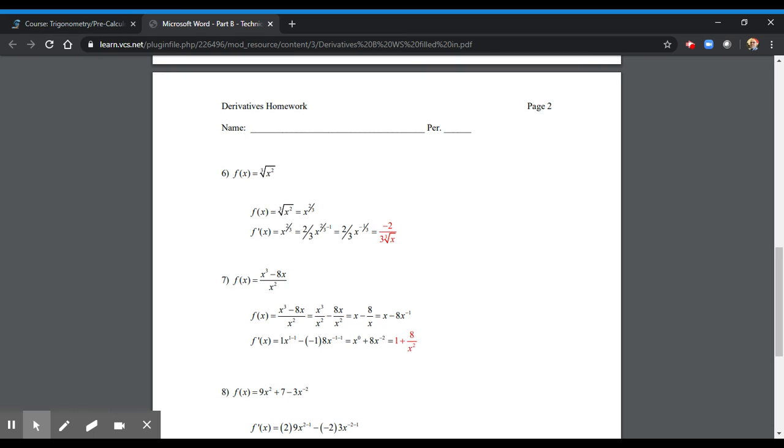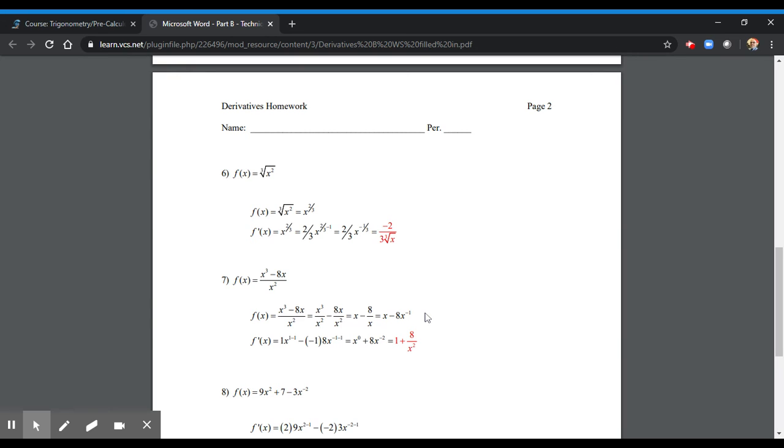Number 7, I'm going to divide this one up again. I've got x cubed minus 8x divided by x squared. Well, I could write that as x cubed over x squared minus 8x divided by x squared. And that would leave me with x minus 8 over x. Or I could rewrite that as x minus 8 times x to the negative first power.